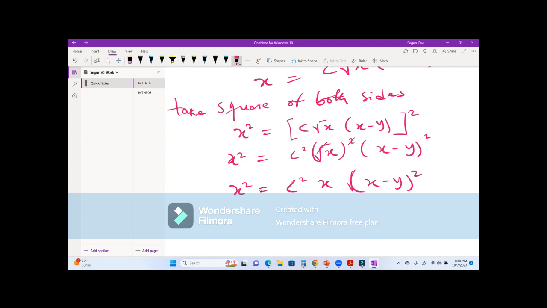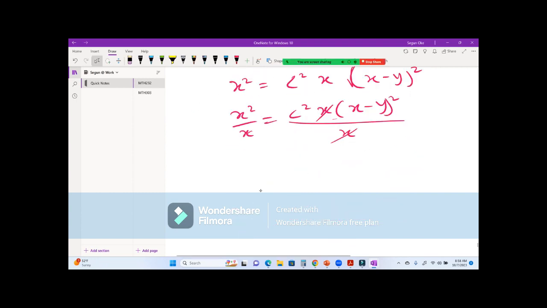If I divide both sides by my X, what do I have? I have X squared over X equals C squared X into X minus Y all squared, everything divided by X. This goes with this. So at the end of the day, I have X equals C squared into X minus Y all squared. Don't say they will not ask us. It's too long, they will ask you. Don't be too sure, because I know they will ask.